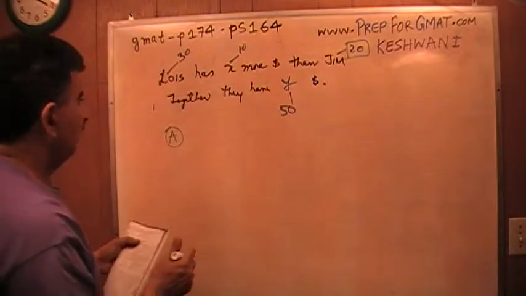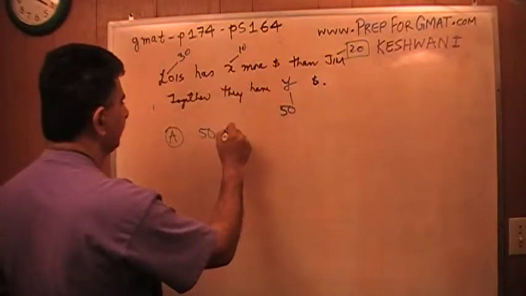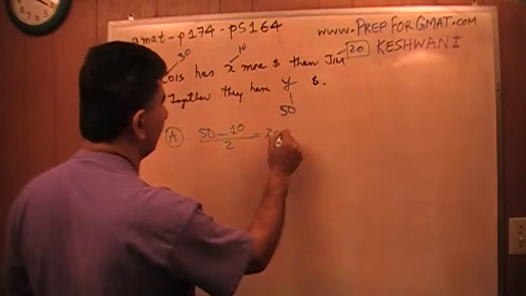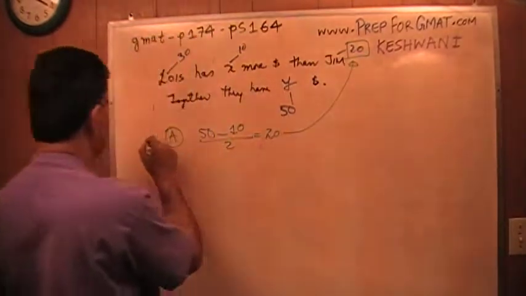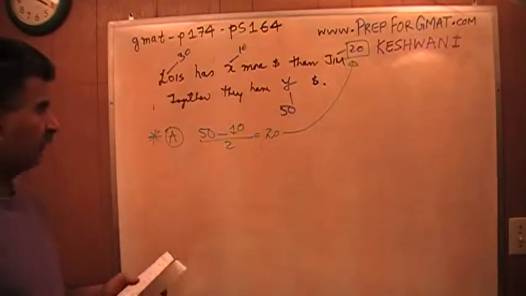A says Y minus X. Y, which is 50, minus X, which is 10, that's 40, over 2. There you go, that's 20, which is what I'm looking for. Right there, that's your answer. That's it, we're done. You will find that none of the other answer choices is going to give you 20.